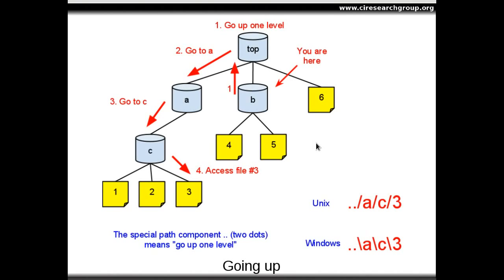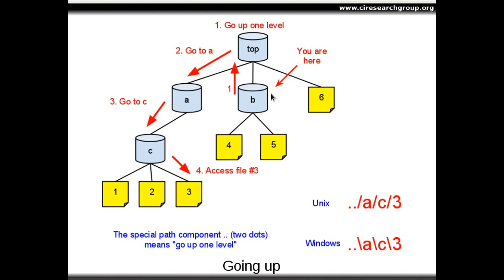Sometimes we might want to go up in a file system using a relative path. We can go up using a special path component, .., or two dots side by side. This is a special way of saying go up one level in our tree.